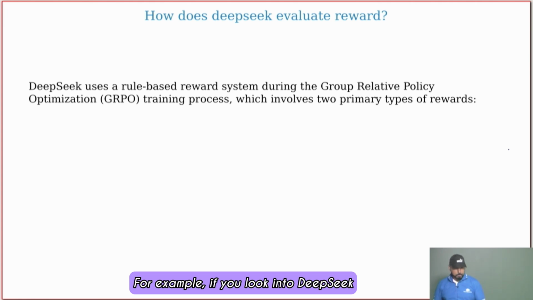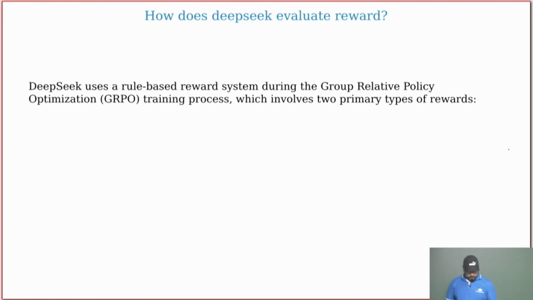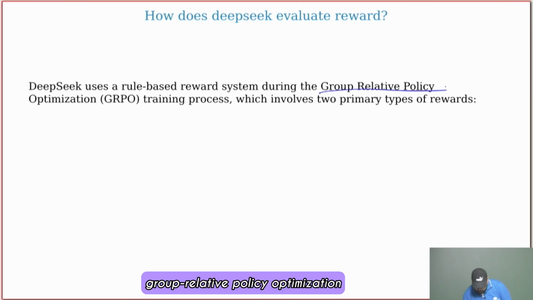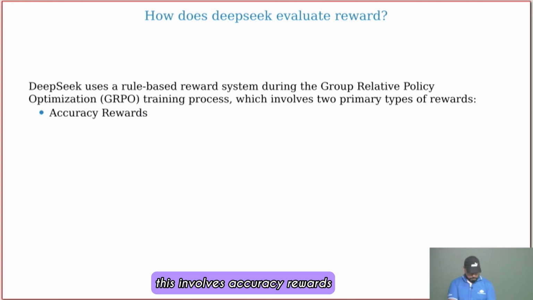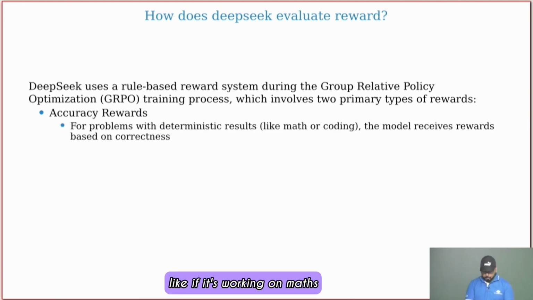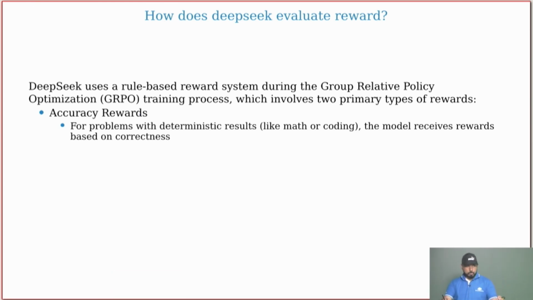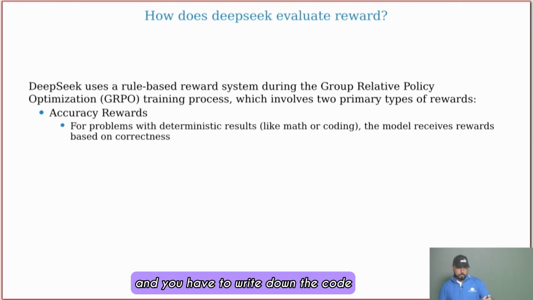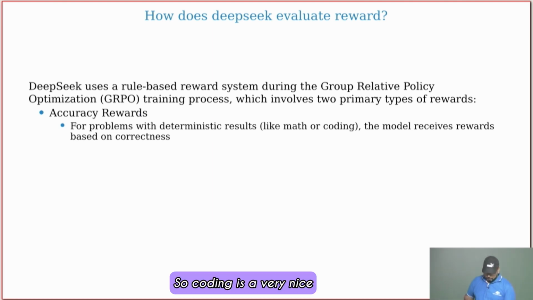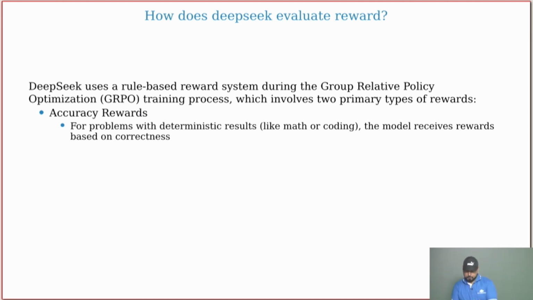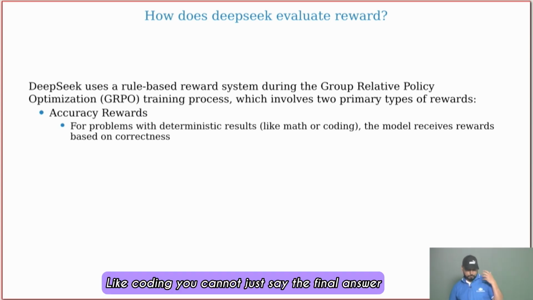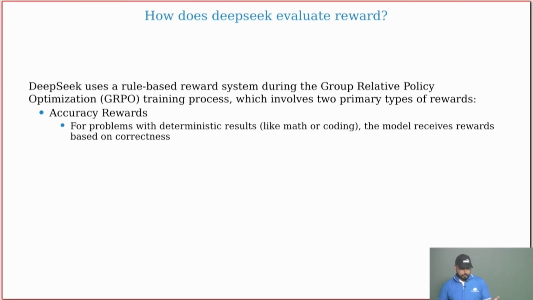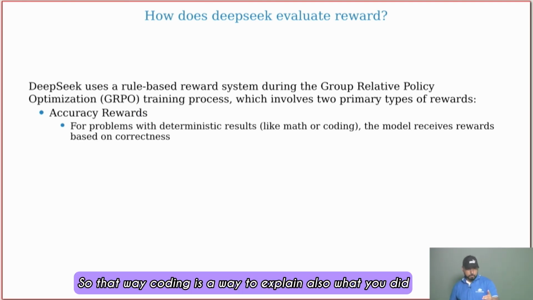For example, if you look into DeepSeek, the way they evaluate the reward, they introduce something called group relative policy optimization, and this involves accuracy rewards. So problems with deterministic results, like math and coding problems. In coding, the problem will be given to you, and you have to write down the code. So coding is a very nice problem in the sense that in coding you have to reveal everything. You cannot just say the final answer and say it's done. So that way coding is a way to explain also what you did.